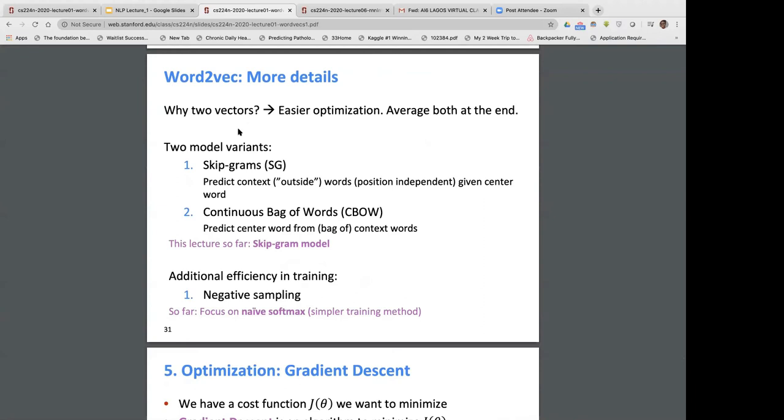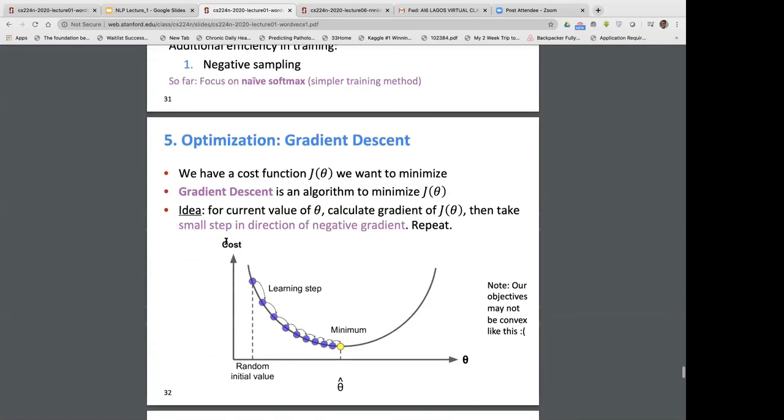Word2vec has two variants: skip-gram and continuous bag of words. Skip-gram is when you predict context words given your center word, and continuous bag of words is when you predict the center word from your context. I used to mix them up, but once I understood that continuous bag of words means you are trying to predict a word from a bag of other words around it, it was easier for me to understand.